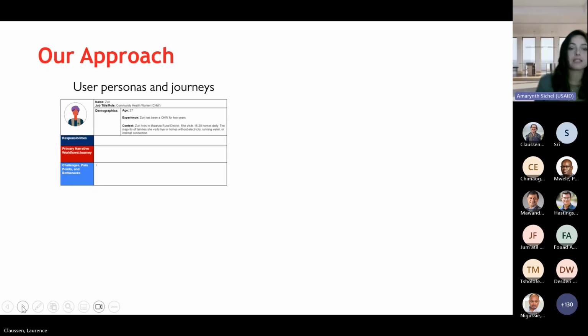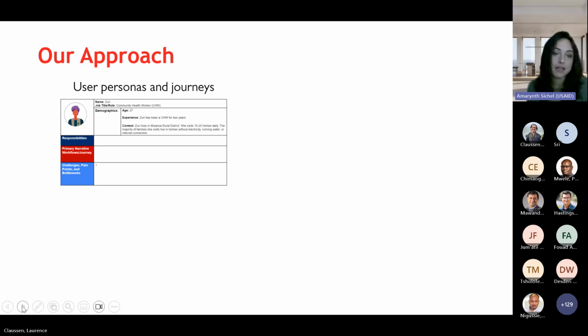So the first step is about centering the users and involves building out user personas or detailed semi-fictional profiles of representative users. This first step also involves building out user journeys. So what do users do during the day? What challenges them? What motivates them? What needs do they have? How are those needs being met, or how are they not being met?